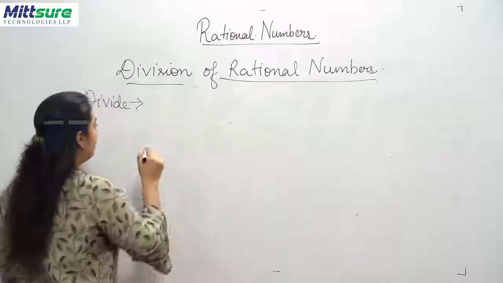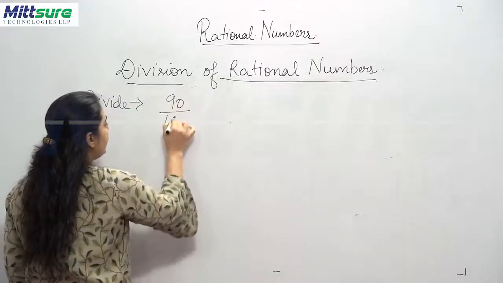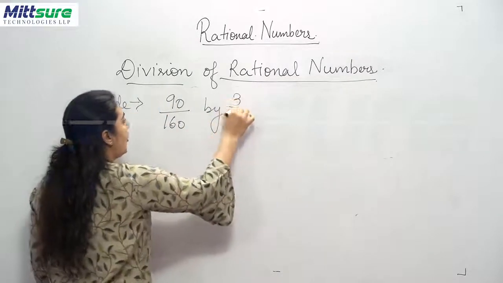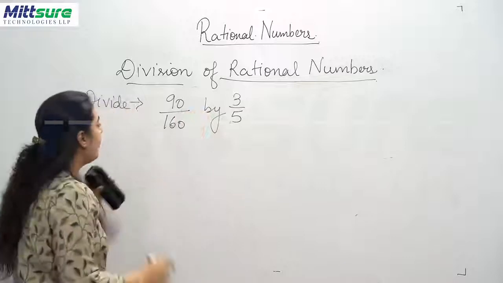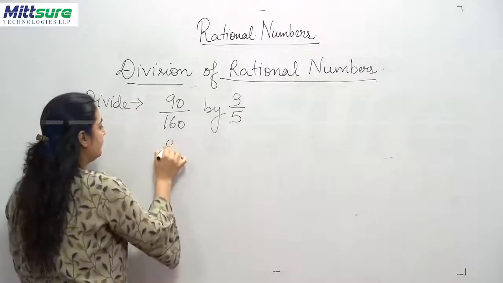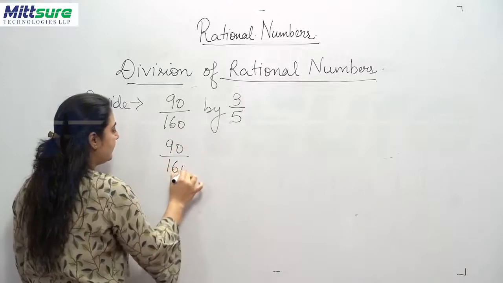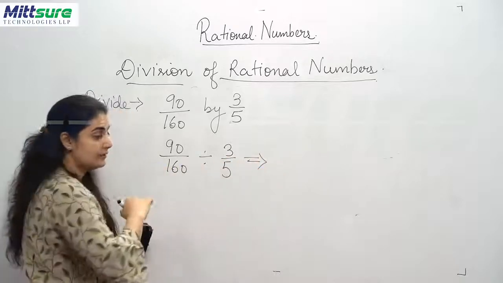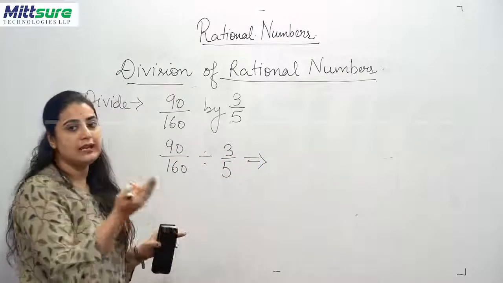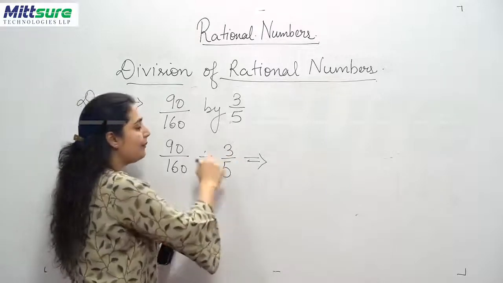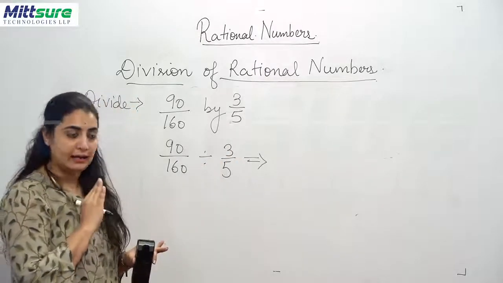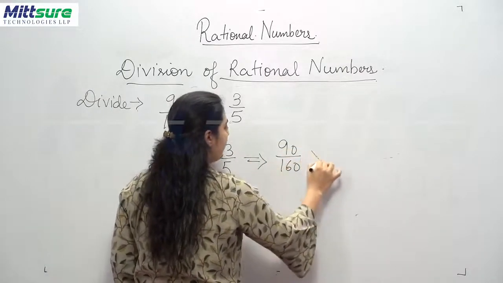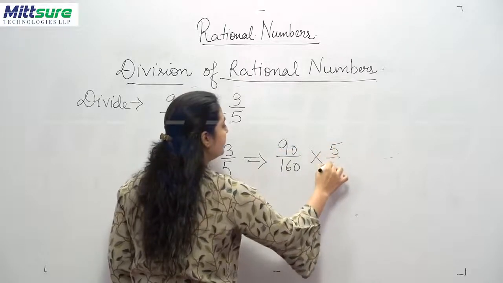Now the next example is 90 upon 160 divided by 3 upon 5. Clear? Now again we are going to follow the same method. 90 upon 160 divided by 3 upon 5. What is the next step? We will change the division sign into a multiplication sign, and 3 upon 5 will be changed to its multiplicative inverse. 90 upon 160 multiplied by 5 upon 3.